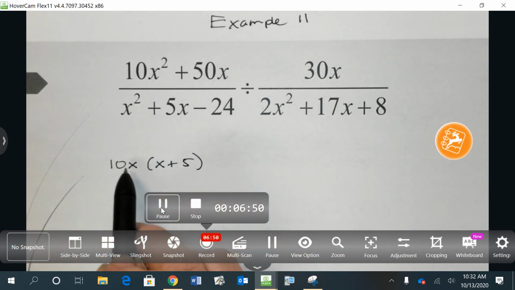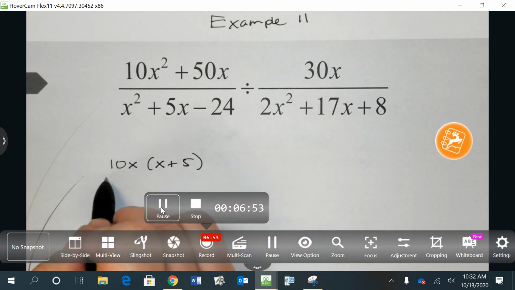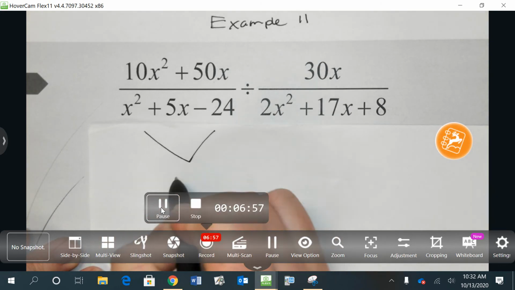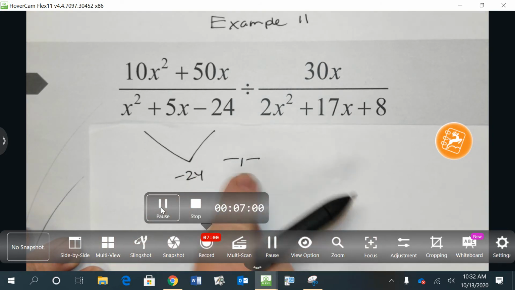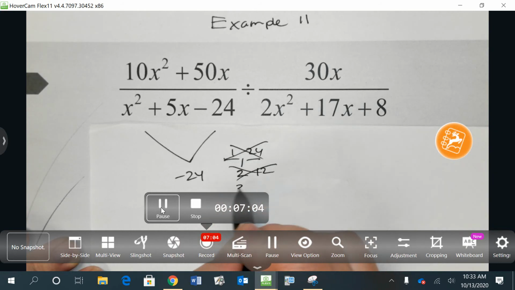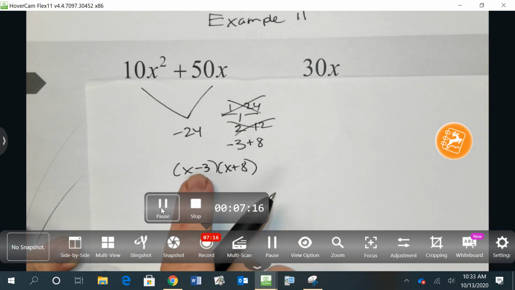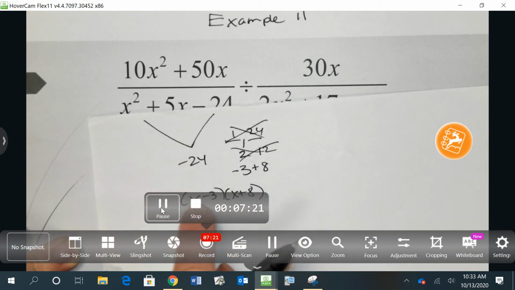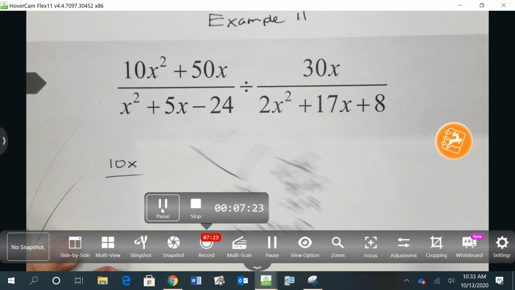10x squared plus 50x. Now on the bottom, if I factor this, what multiplies to equal negative 24 and combines to give you 5? 1 and 24, no. 2 and 12, no. 3 and 8. 3 and 8 do work if it's a negative 3 and a positive 8. Combines and multiplies. So x minus 3 and x plus 8. I don't have to worry about doing bottoms up because the leading coefficient is a 1. So this will replace this expression.